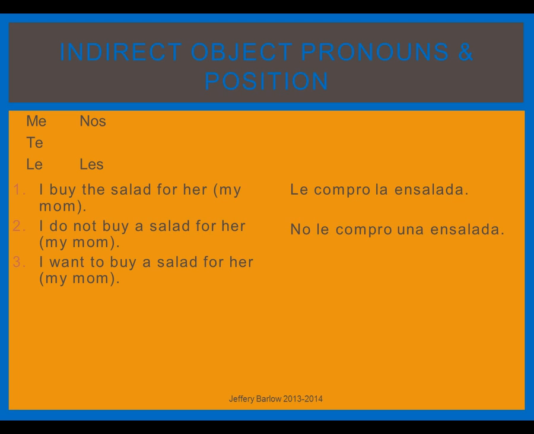In the sentence, I want to buy a salad for her, we have a conjugated verb, I want, and an infinitive, to buy. If this is the case, you have a choice. Again, you can put it before the conjugated verb, le quiero comprar una ensalada, or you can attach it to the end of the infinitive, quiero comprarle una ensalada.